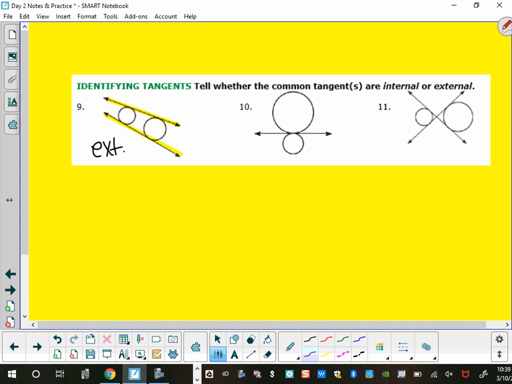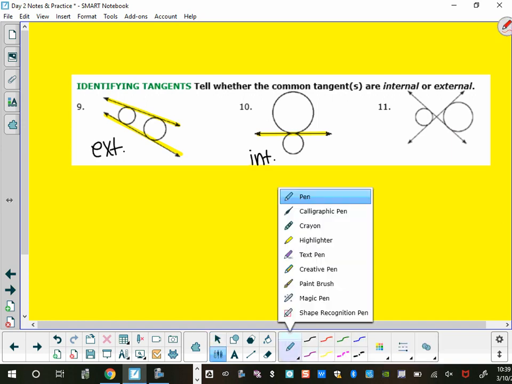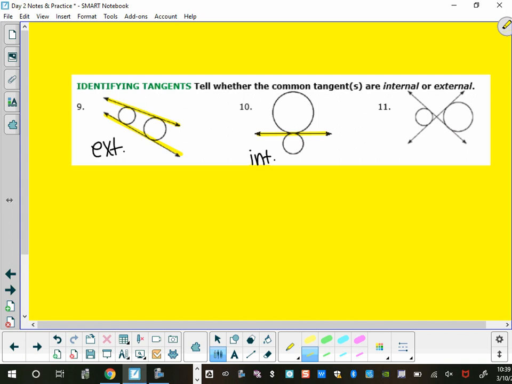What about number 10? You guys agree? This is internal because the tangent is in between both circles. And so for 11, we have two tangents. Are they internal or external? Internal. They're internal.